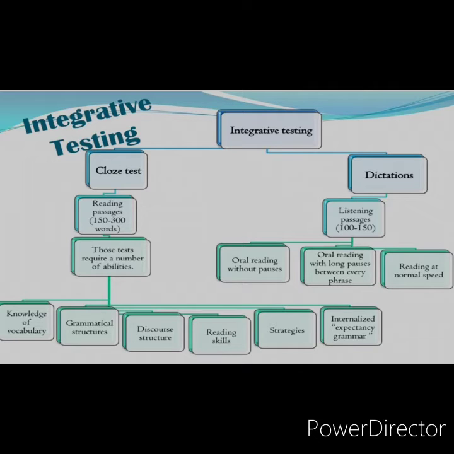Others claim that cloze test results are good measures of overall proficiency. According to some theoretical constructs, the ability to supply appropriate words in blanks requires a number of abilities that lie in the competencies of language. For example, knowledge of vocabulary, grammatical structures, discourse structure, reading skills and strategies, and internalized expectancy grammar.